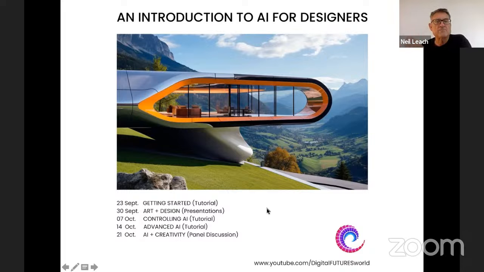Then after that, we have controlling AI, which is going to have partly LookX, but partly also Carlos Bannon. How do you use ControlNet to control things? Advanced AI follows that, which is going to be 3D modeling and so on. And we're going to finish up with a panel discussion, bringing in all the key players, certainly in terms of architectural practices and people like Patrick Schumacher, talking about how AI leads to forms of creativity, which I think is going to be an amazing thing.